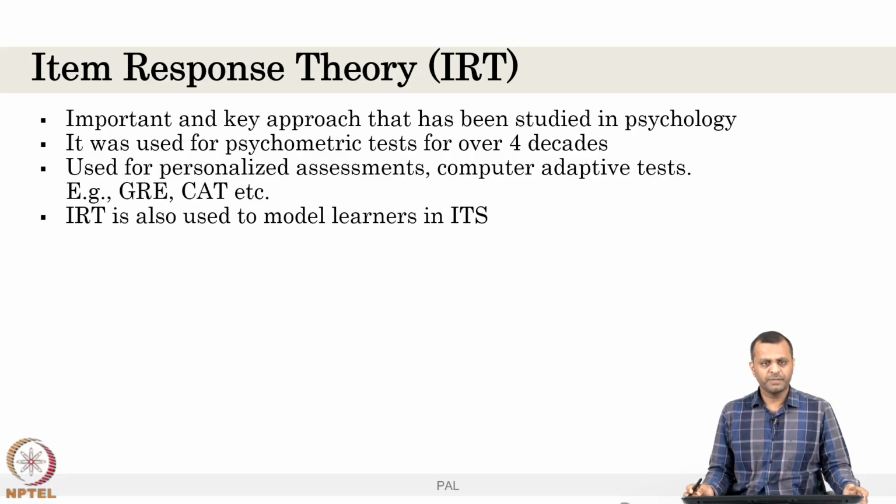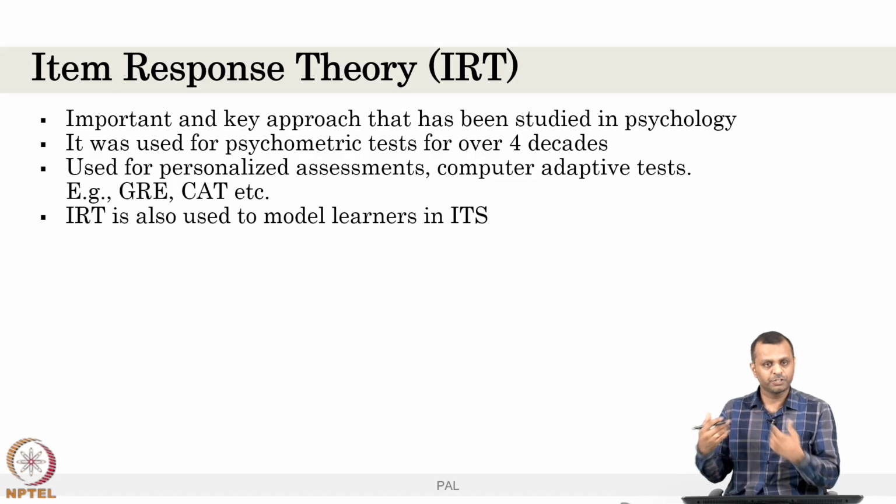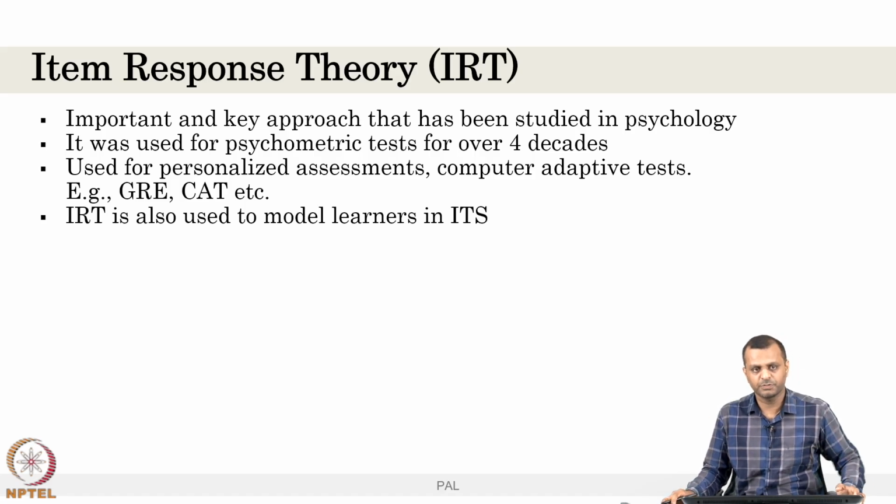Item Response Theory is a very important key approach in psychology. It has been used for many decades, I think 4 or 5 decades now. In psychometric tests, they use Item Response Theory to understand whether the question difficulty is correct, whether the question is able to measure the given audience correctly, and to arrange the questions in order.